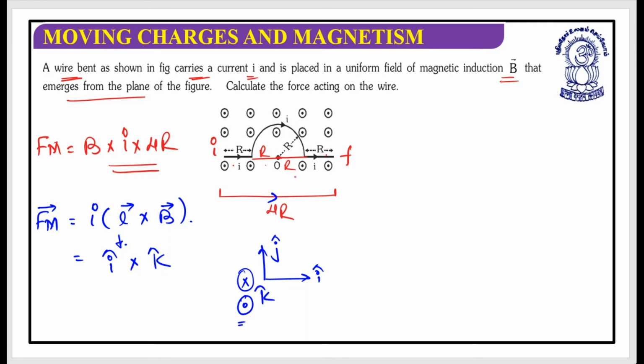So the dot could be considered as plus k cap. Now this is i cross k, and i cross k is equal to minus j. So Fm should be equal to minus 4 IBR j cap.